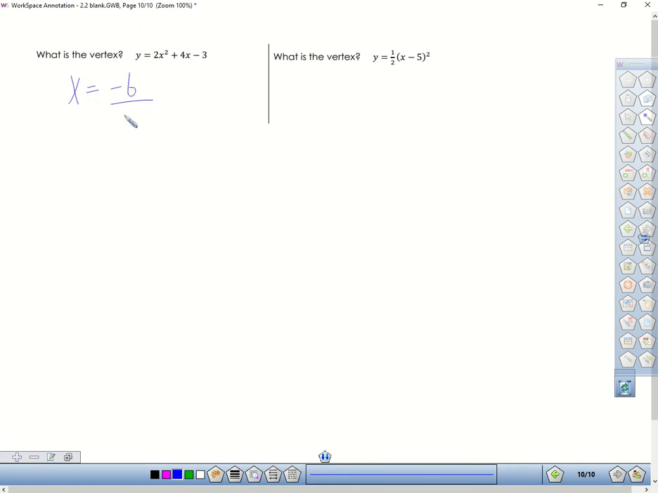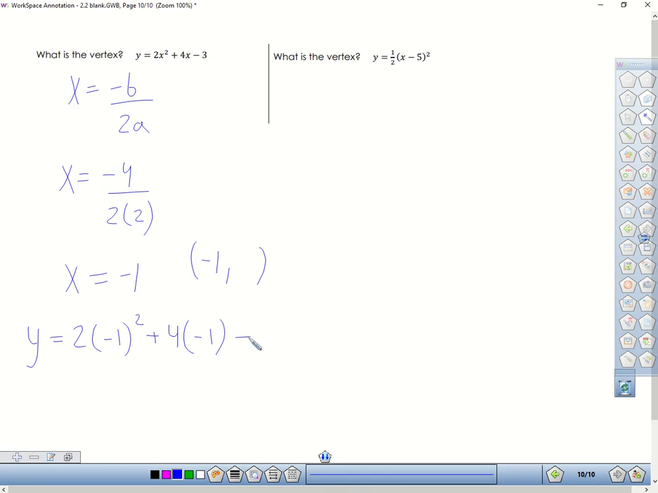That's x equals negative b over 2a. So that's going to be x equals negative 4 over 2 times 2, which is negative 1. And then once I have the x coordinate on my vertex, how do I find the y coordinate? Plug in x. Good. I'm going to plug in x. So that's going to be y equals 2 times negative 1 squared plus 4 times negative 1 minus 3. That's y equals 2 minus 4 minus 3. That's y equals negative 2 minus 3, which is negative 5.